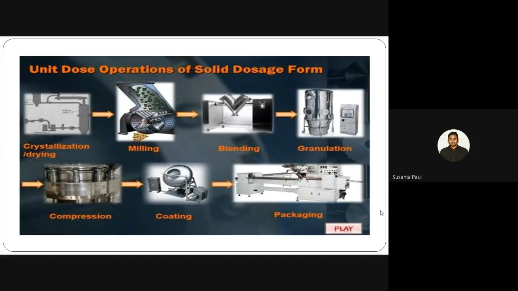Otherwise, the drug content in each tablet of a single batch can be hampered, so we cannot deliver the accurate amount of drug in the different tablets of a single batch. Now the third one is converting the mixed ingredient into granules. So the crystalline medicament can be compressed to get a good quality compressed tablet.